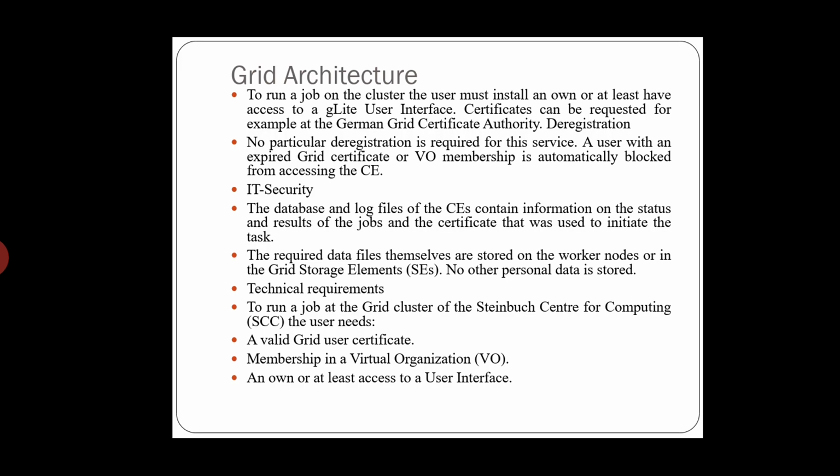In the sense, what we want to say in IT security is that the architecture of a grid system is often described in terms of layers, each providing a specific function. Here, the database and log files of the computing elements contain information on the status and results of the jobs and the certificate that was used to initiate the task. The required data files themselves are stored on the worker nodes in the grid storage elements. No other personal data is stored.